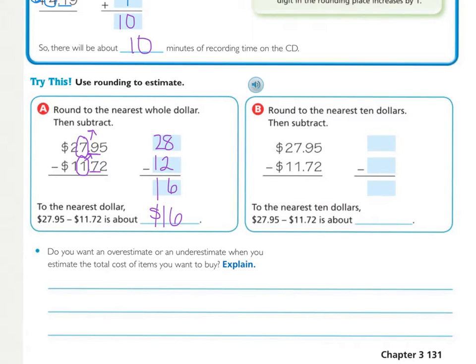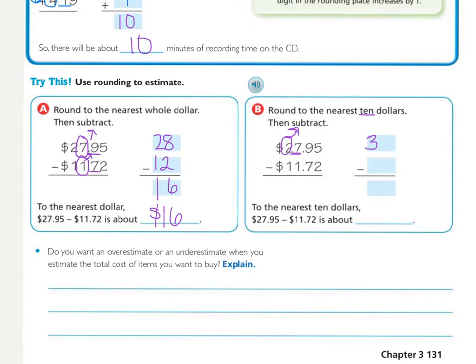Part B is similar. We're using the same numbers, except this time, we're being asked to round to the nearest $10. Important. And then we subtract. So now we need to circle the digit in the tens place, then underline the digit to the right, that's a 7. And is the 7 less than or greater than 5? It's greater than, so our 2 is going to increase by 1, becoming a 3.